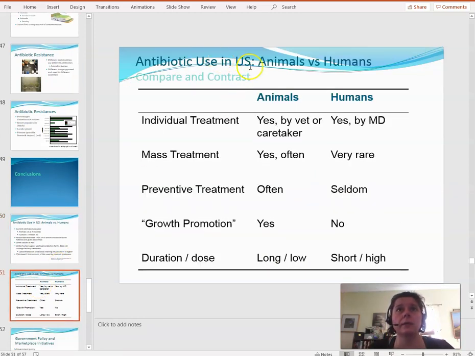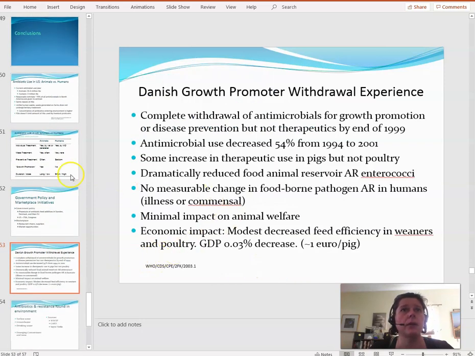Antibiotic use in the United States, animal versus human. We use them a lot for growth promotion in animals. For humans, never. We rarely use them for preventative health, though a lot of times tourists do. In humans, we often use them for treatment at very high concentrations for a very short time. In animals, it's usually very low concentrations for a very long time. And this is part of the problem.